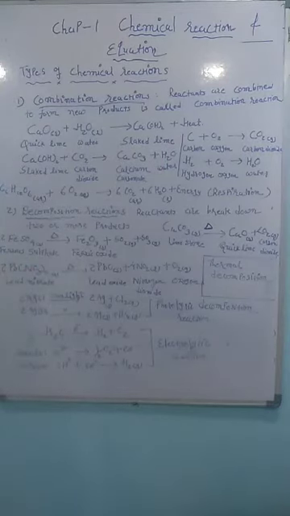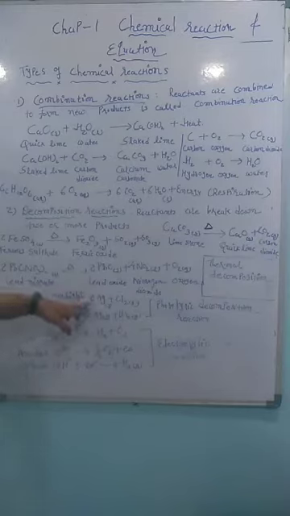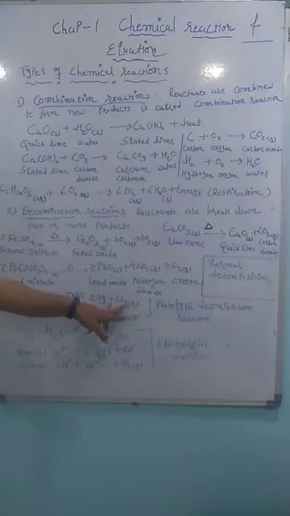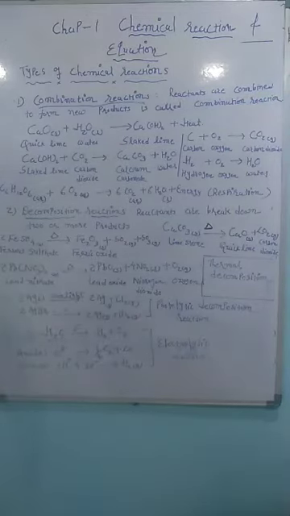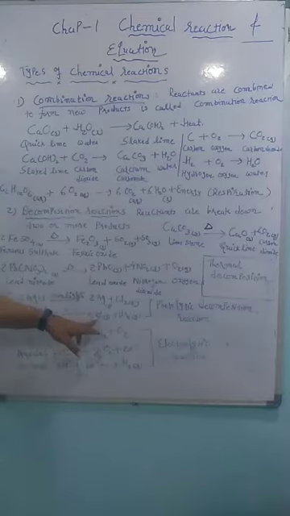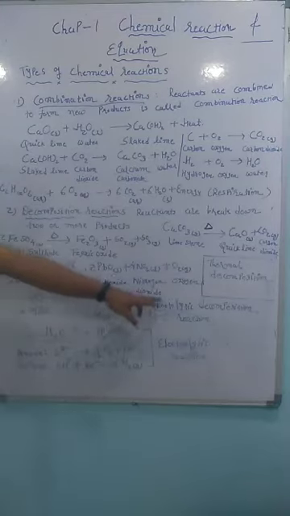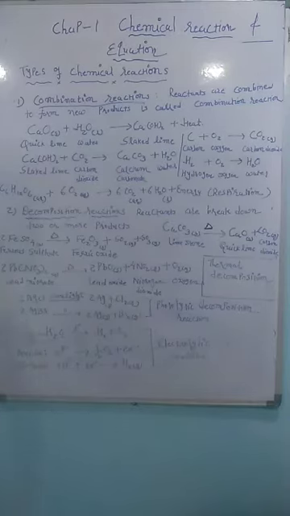In the photolytic decomposition reaction, 2 mole of silver chloride in the presence of sunlight automatically converts into 2 mole of silver plus 1 mole of chlorine gas. Are you getting it? It is an example of a photolytic decomposition reaction. Second, 2 mole of silver bromide in the presence of sunlight produces 2 mole of solid silver plus 1 mole of bromine gas. So it is also an example of a photolytic decomposition reaction.